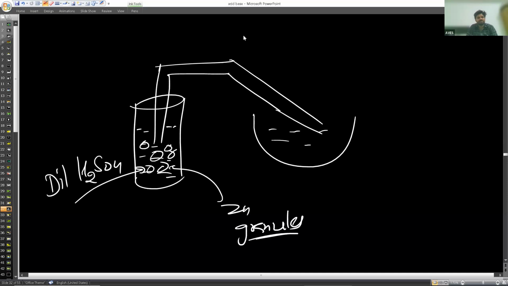If you have, instead of zinc granules, bigger balls of zinc, and if you have zinc powder, a very fine, delicate powder of zinc, and you add the same amount of zinc powder, will you find any change in the production of hydrogen gas? Aisha, Zainab and Nova, will you find any change? Zainab, why are you not answering? I don't know about the hydrogen gas.